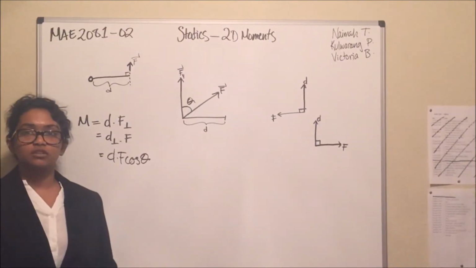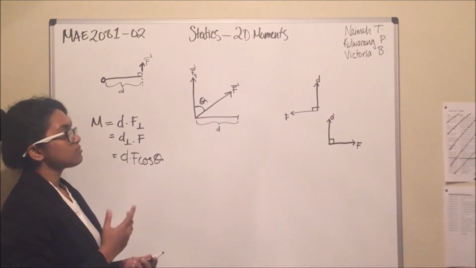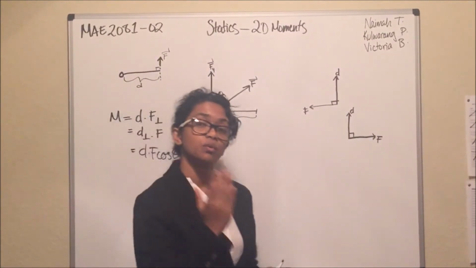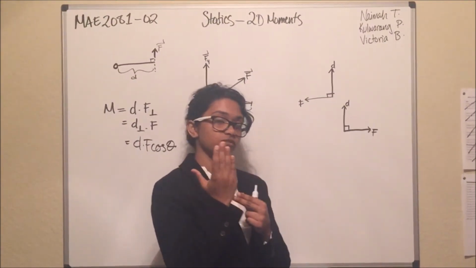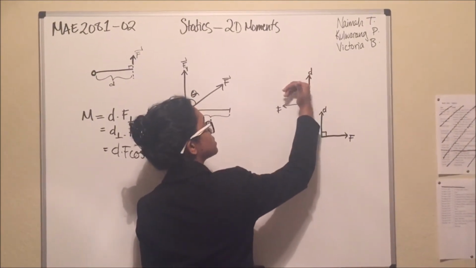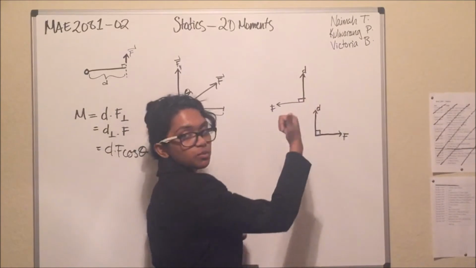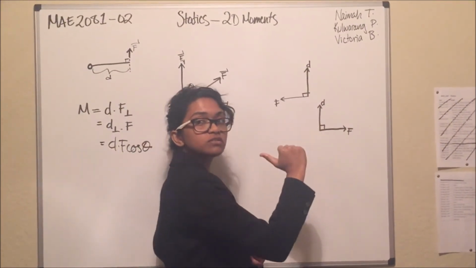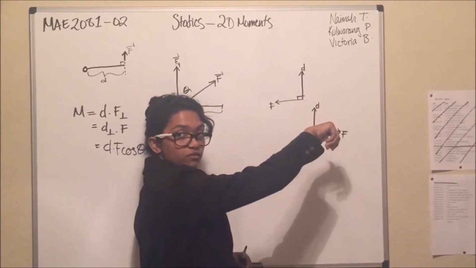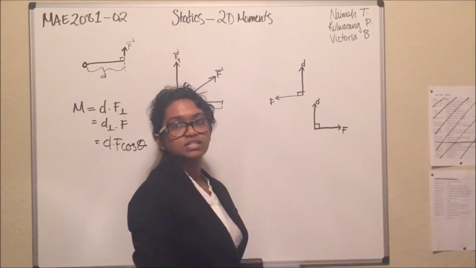For problems where they ask you to find the direction of the moment, we have to use the right hand rule, where we take the four fingers of the right hand and point them towards the distance, and then we curl them towards the direction of the force. If your thumb is pointing towards you, then that means your moment is positive. If your thumb is pointing away from you, then that means your moment is negative.